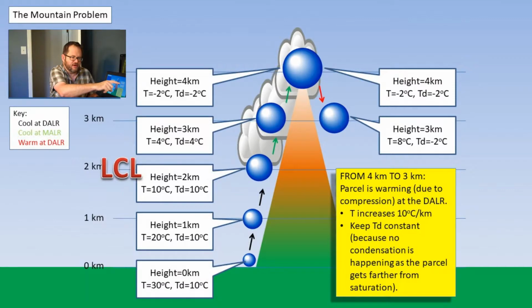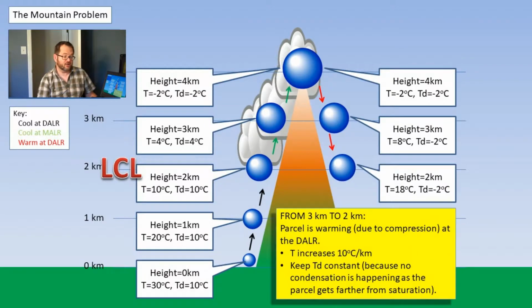The temperature at the top of the mountain was negative 2, not positive 2. All right, so negative 2 plus 10 is 8 degrees Celsius. What about the dew point? The dew point is not going to change because we're not doing anything to add or remove water vapor anymore, right? We are getting farther from being saturated. There's no condensation happening or anything like that. The dew point doesn't change.